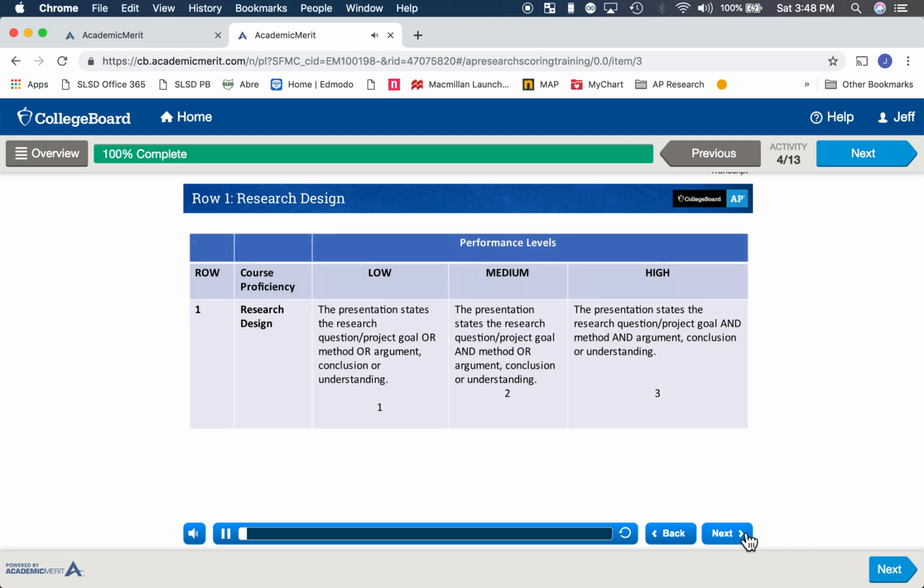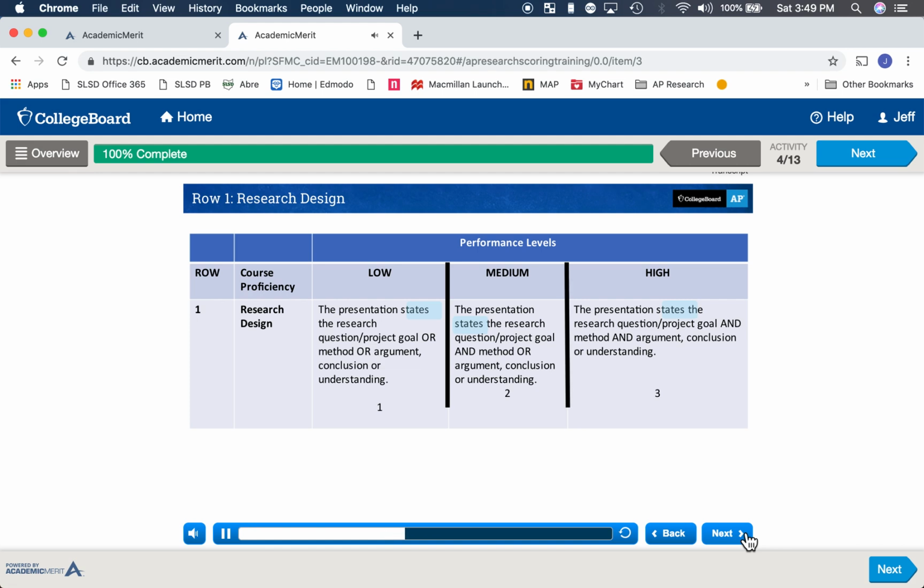Let's look at the verbs for each column and the conjunctions for each as we examine row 1 of the rubric. This may be the only row of all of the rubric where the verb is the same, states. So at least this is an easy row to score. What's different about each column is what the student actually states. For example, in the low column, the student must state one of 3 things, the research question, or the method, or the conclusion. But in order to move into the medium column, the student must state the research question and either the method or the conclusion.